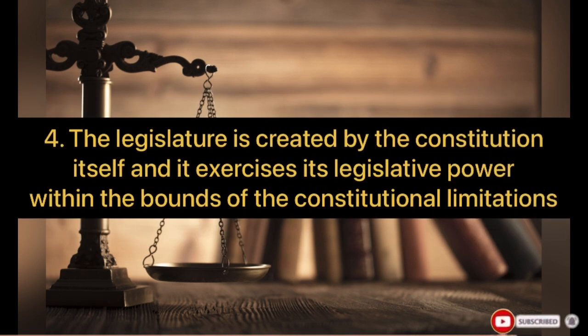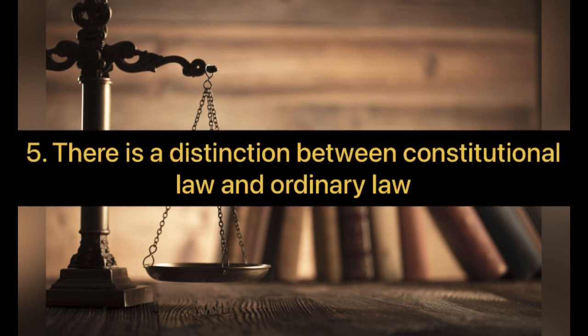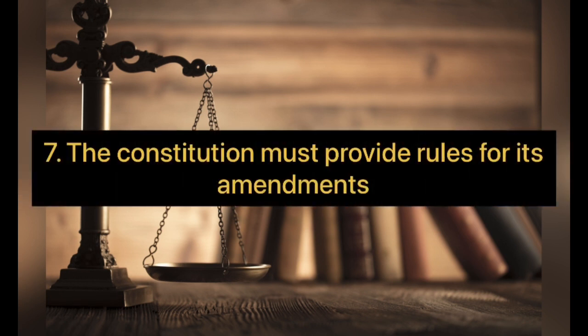4. The legislature is created by the Constitution itself and it exercises its legislative power within the bounds of the constitutional limitations. 5. There is a distinction between constitutional law and ordinary law. 6. The Constitution must outline the structure and system of government and distribute powers. 7. The Constitution must provide rules for its amendment.